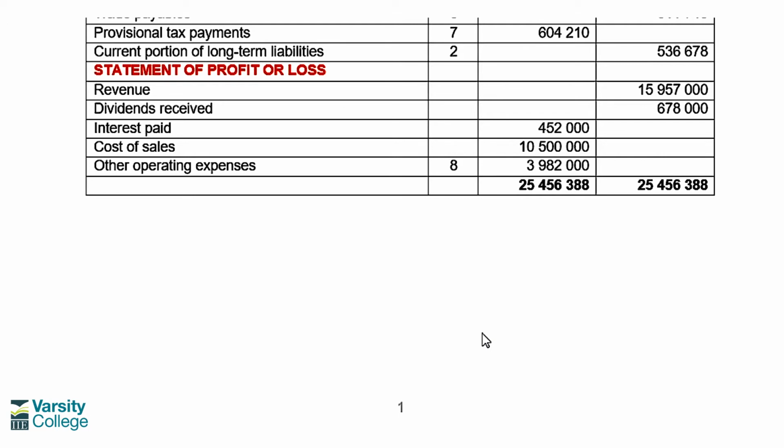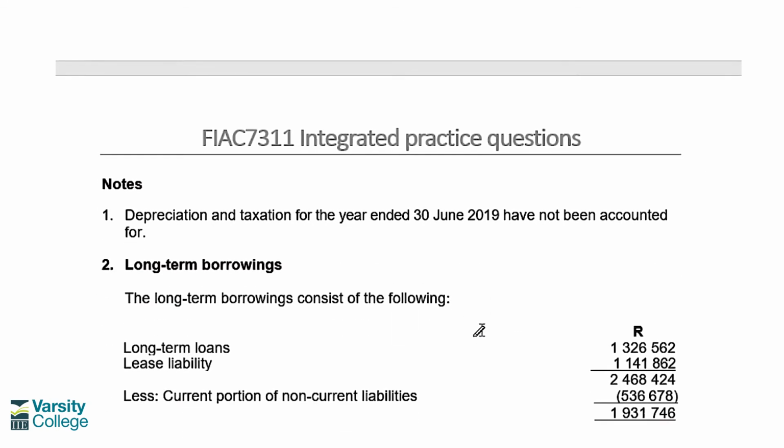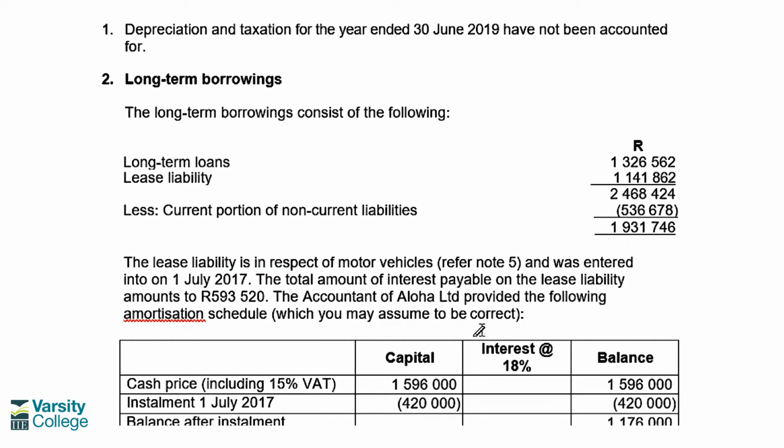Right, let's start looking now at the additional information. Note number 1, bit of a moot point this one, because you knew that already from the given trial balance. Okay, so the question's clarified for you that depreciation and tax has not yet been processed, but you picked that up from the dates that were given already.